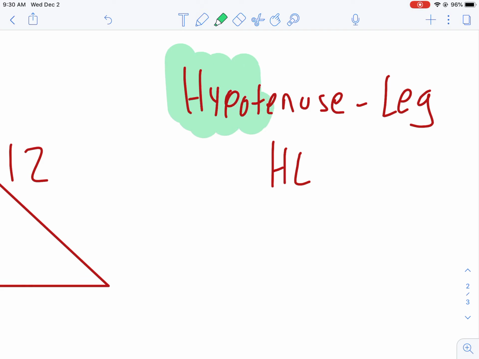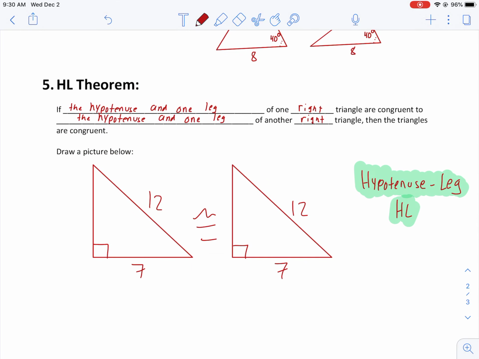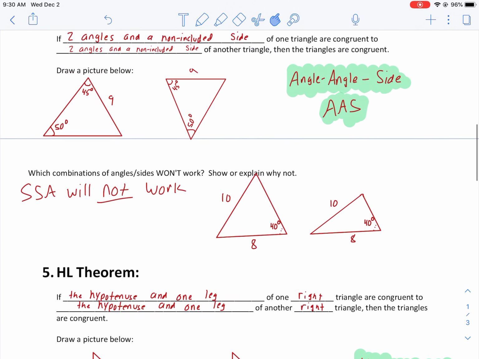So those are the 5 theorems. All we're doing in the next 2 days is just practicing using the theorems. We're not actually going to start doing proofs yet, okay? But this is what the theorems are. So we really need to be able to recognize when these theorems apply to triangles. So you've got to practice today.